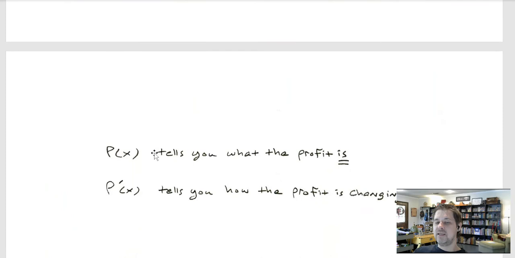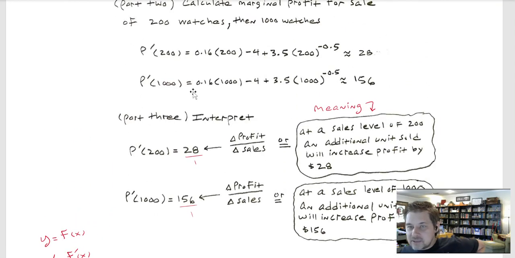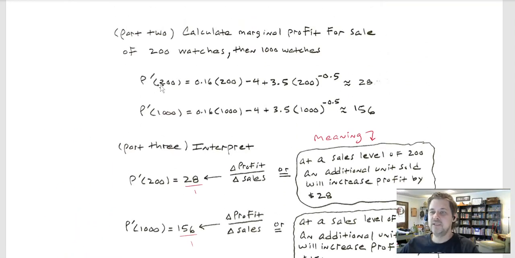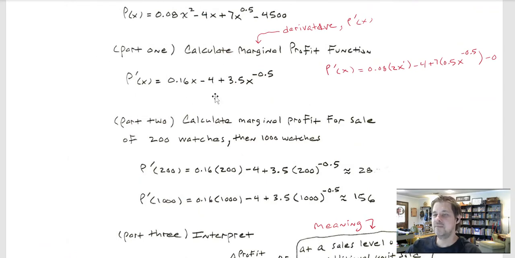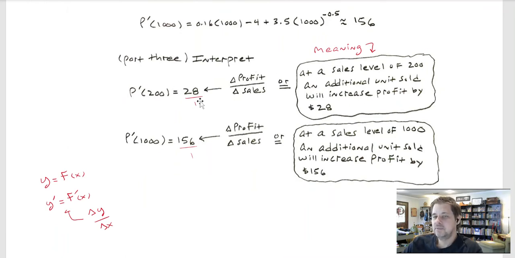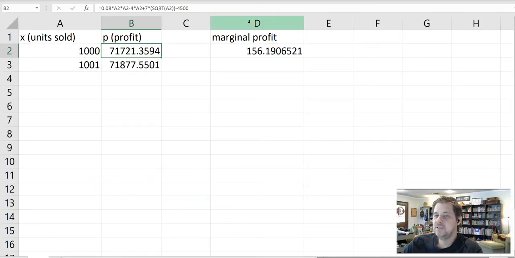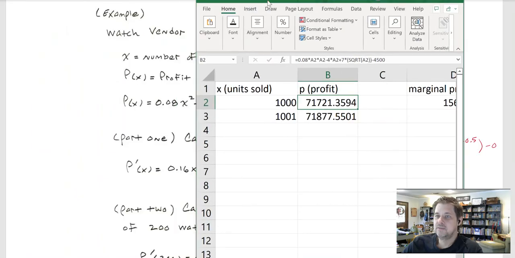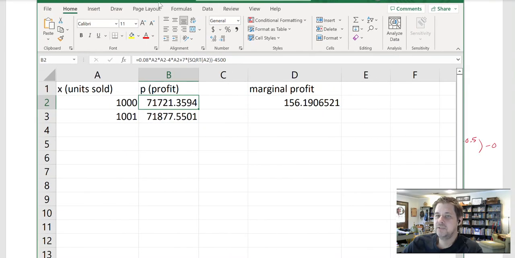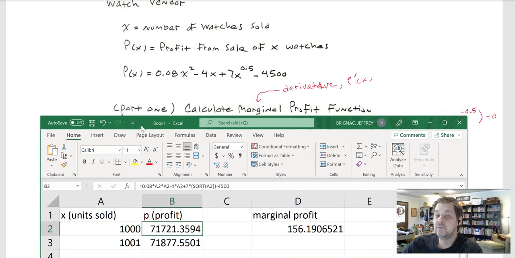All right, think about it like this. P of x tells you what the profit is, and P prime of x tells you how the profit is changing. That's the function versus the derivative. Now, I thought I could illustrate this in another way. Economists normally will use the derivative to calculate marginal profits, costs, and revenues, and so on. But let me show you that these numbers bear out to truth. Now, what I'm showing you now is not calculus. All right, so that's a disclaimer. But I just want to use something basic, something simple to illustrate what I just told you about the marginal profit.